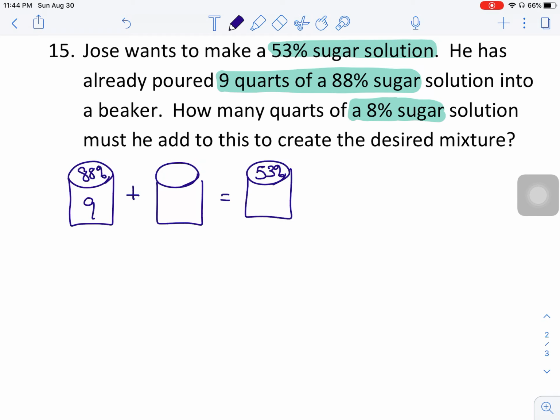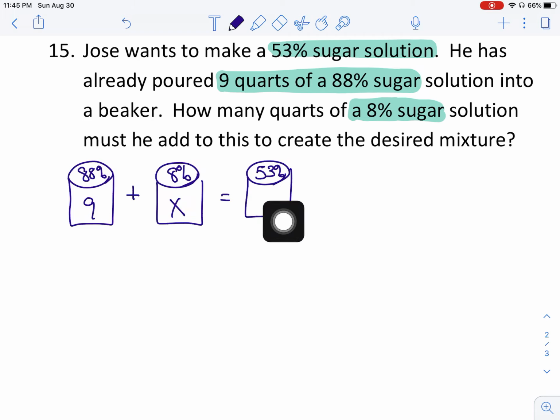And then he is going to add an 8% sugar solution. And I don't know how much he's going to add. I'll call it X. It's my common variable here. So this is what I've started with. Okay, so he has 88%, 9 quarts. He's going to add 8%, and I don't know how much, right? That's the question. And he wants to end up with a 53% sugar solution.